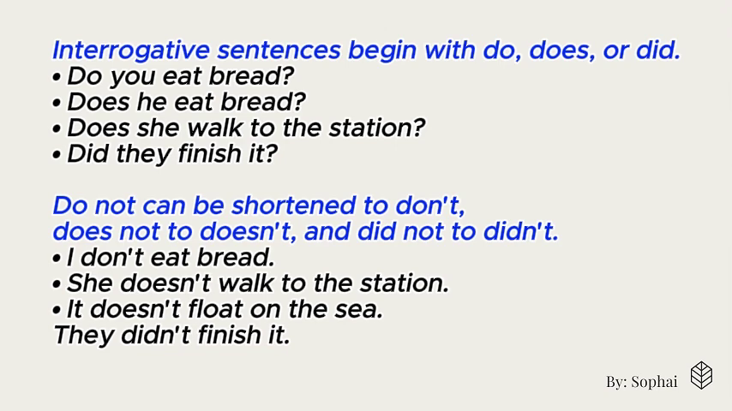Interrogative sentences begin with do, does, or did. Do you eat bread? Does he eat bread? Does she walk to the station? Did they finish it? Do not can be shortened to don't, does not to doesn't, and did not to didn't.